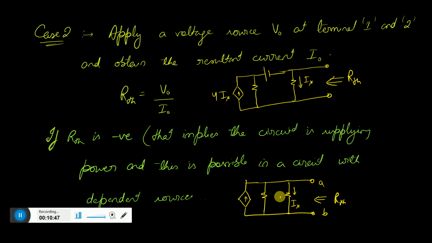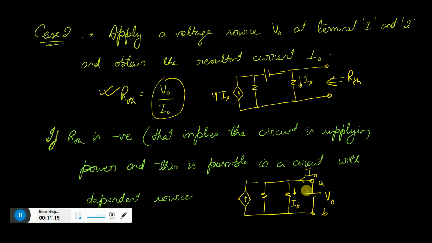So for that reason, you have to apply a voltage here. That means you have to give a voltage over here, that is V0 you can say. If you apply a voltage V0, then you will obviously get a current I0. Excitation and response you will take, and when you find the ratio of the excitation by response, you will get the value of RTH.